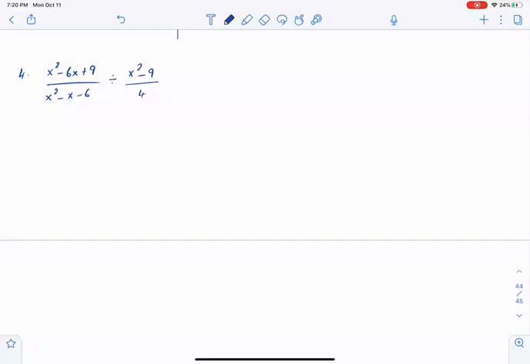So first step would be to convert the division part to a multiplication. So the division becomes multiplication. I'm multiplying by the reciprocal.